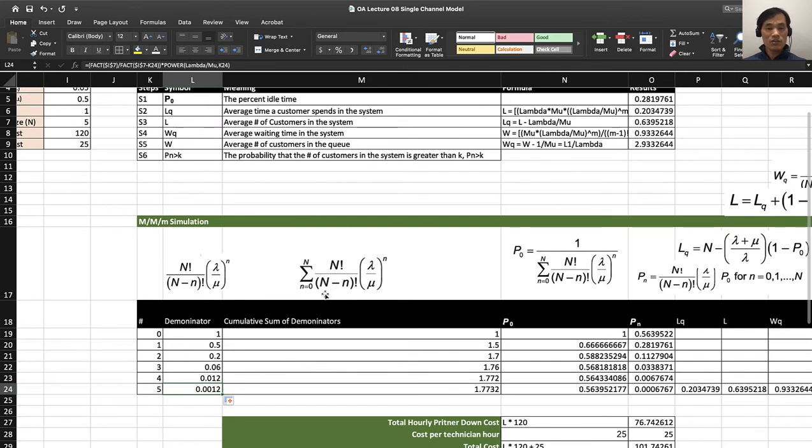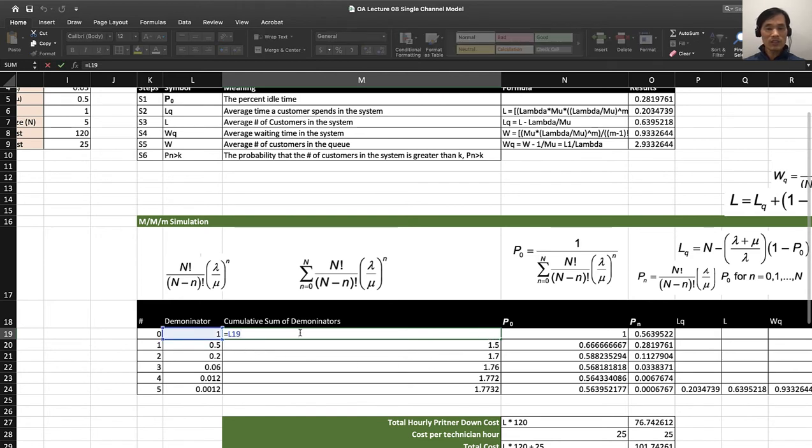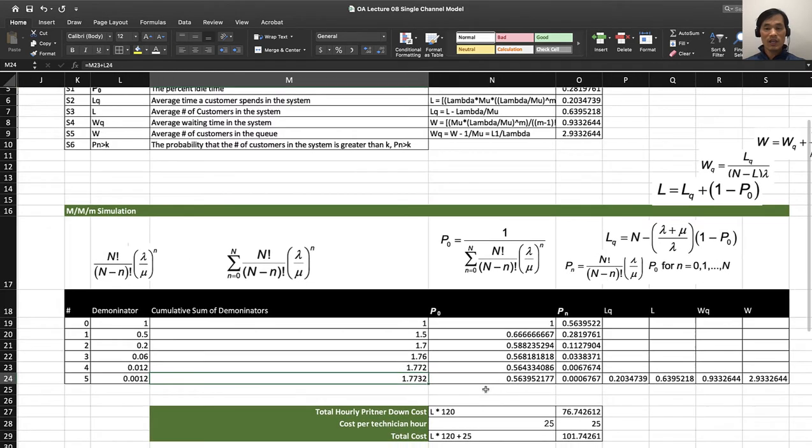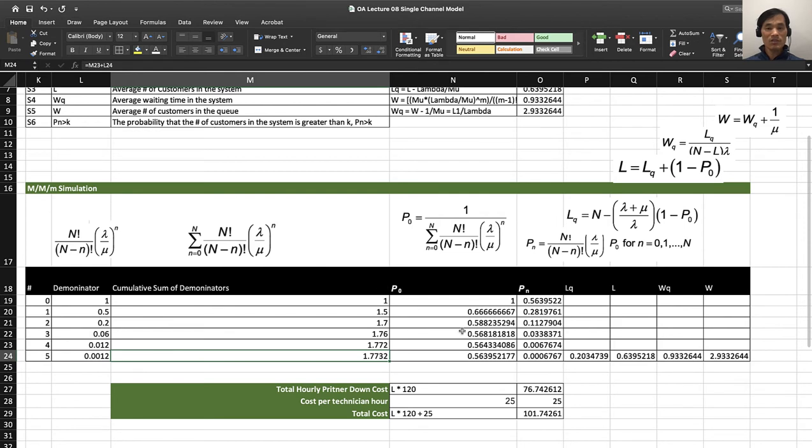Then I have the summation of that. Notice that for n from 0 to N, I'm not subtracting 1. I'm starting from the first row, which is 1. The second one is 1 plus 0.5, that's 1.5. Then 1.5 plus 0.2, that's 1.7, and so forth. Lastly, 1.772 plus 0.0012 gives you 1.7732. Now we are ready to calculate P0. P0 equals simply 1 divided by 1.7732.